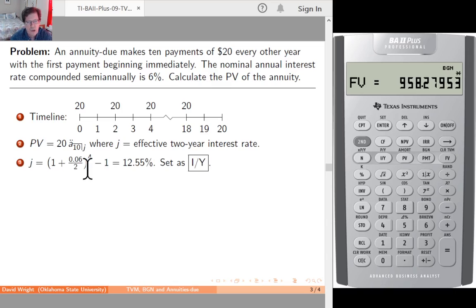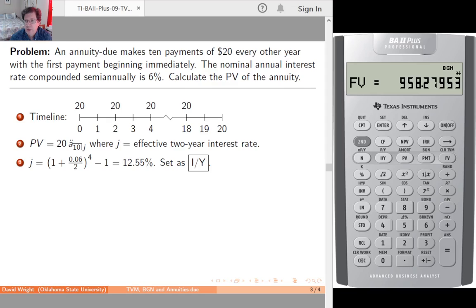All right, so 6% nominal semi-annual means for each half year, it's 6% divided by 2, or 0.06 divided by 2, or 0.03. But how many half years are in a 2-year period? And the answer to that is 4. 4 times a half year is 2 years. So we have to raise that to the 4th power and then subtract 1.